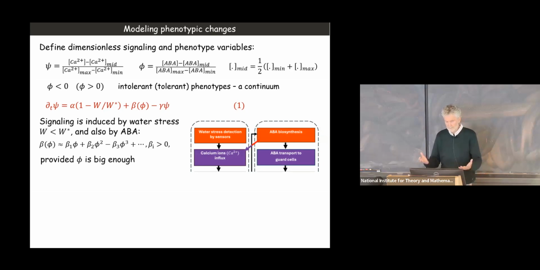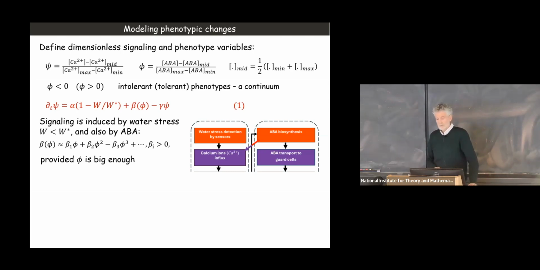Now for psi, the signaling variable, it grows in time. This is the way we model it. It grows in time because of water stress. So when SW, the soil water content, drops below the characteristic value, W start, psi starts increasing, meaning in that case, the concentration of calcium ions.